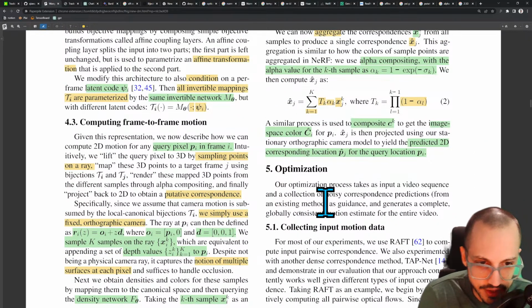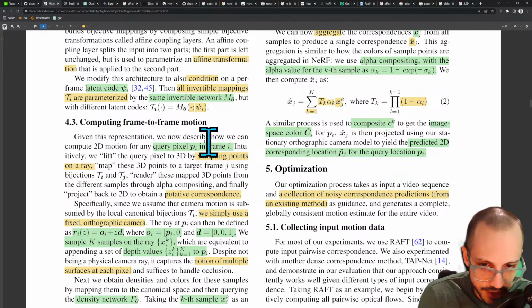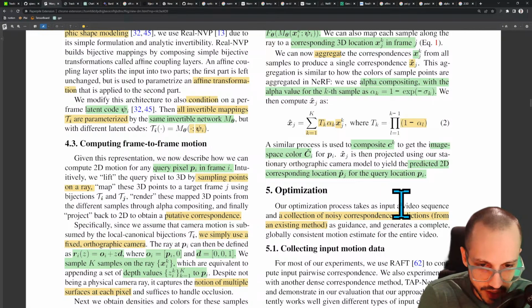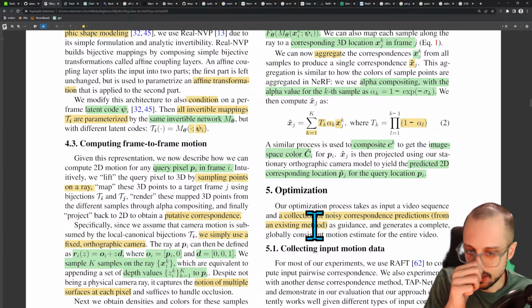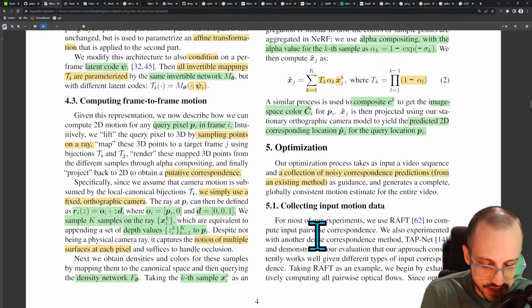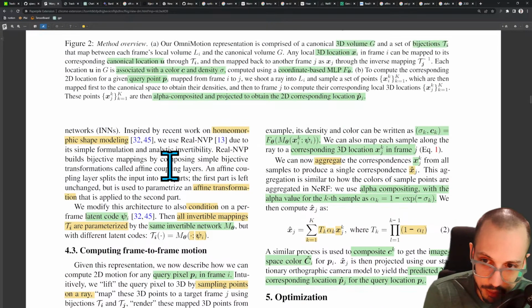Our optimization process takes as input a video sequence and a collection of noisy correspondence predictions as guidance and generates a complete, globally consistent motion estimate for the entire video. I didn't like this. They mentioned this earlier, but it's not just taking a video sequence, right? They're seeding this. They're not just starting from zero. They're starting from an existing method. So they're basically going to use an already existing, probably classic approach to get noisy correspondences, which basically means noisy guesses, and then they're going to refine those guesses with their approach that they talked about here.